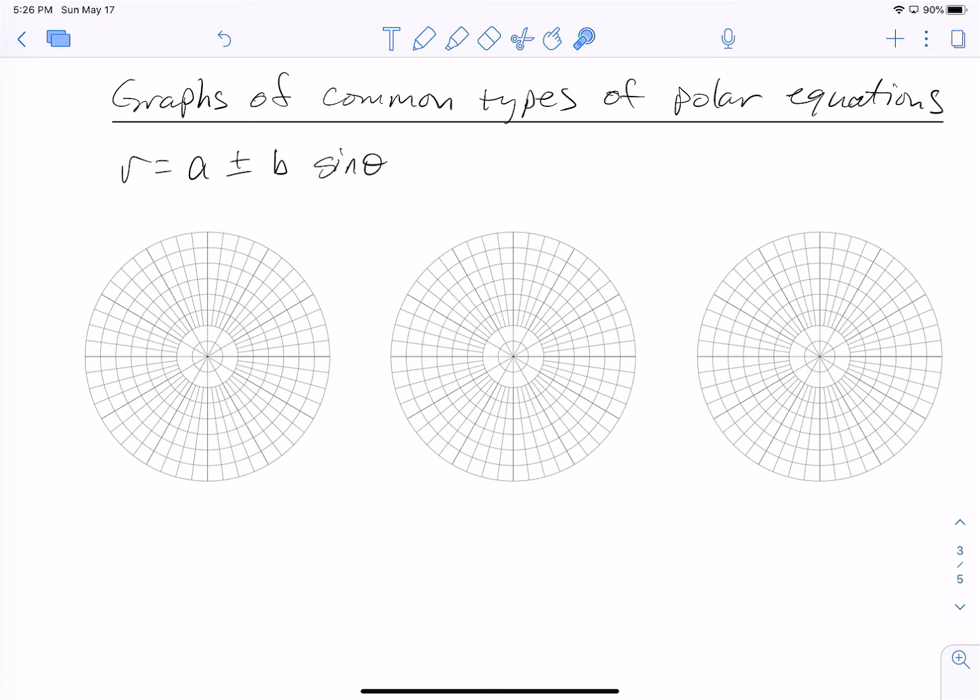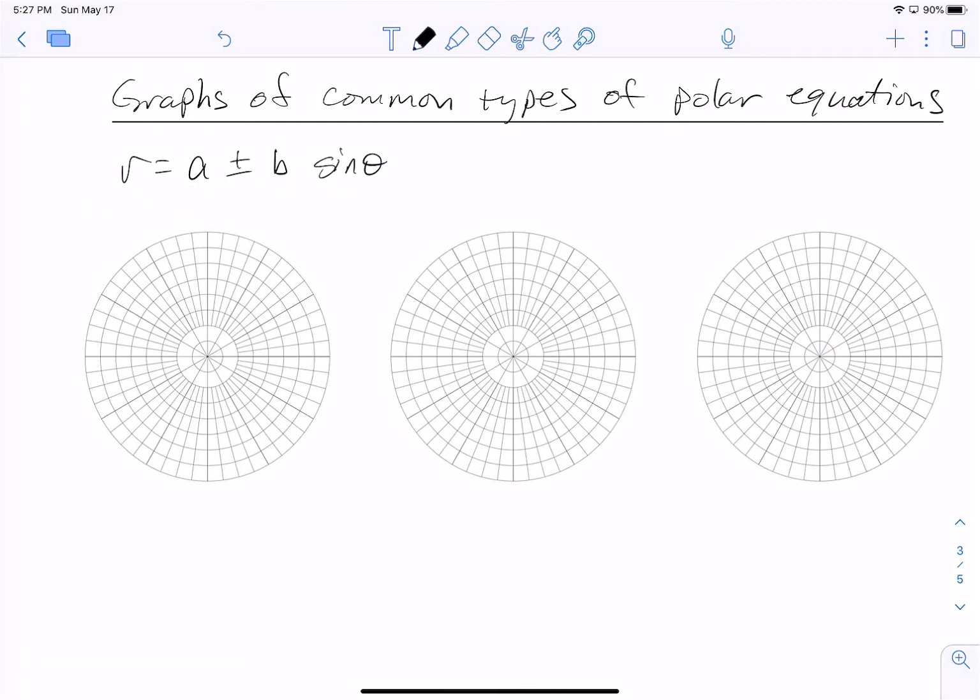Some types of polar equations come up commonly enough that it's good to be able to recognize their graphs from their equations. One type is r equals a plus or minus b times the sine of theta. Notice that we have two terms, one of which is a constant. This curve will take on certain shapes depending on the relative sizes of a and b.